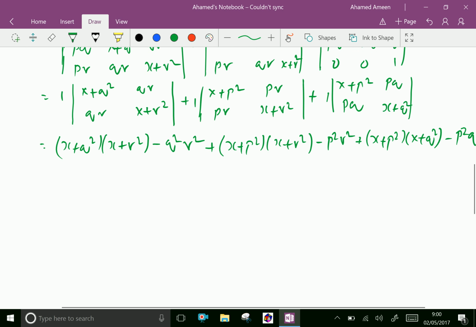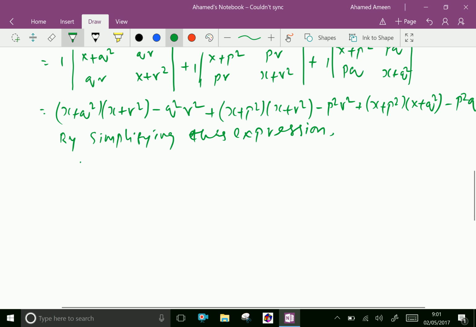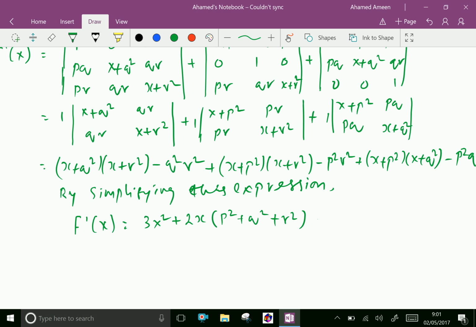By simplifying this expression, we get f dash of x equals 3x square plus 2x into p square plus q square plus r square. Even if you differentiate column-wise, we get the same values.